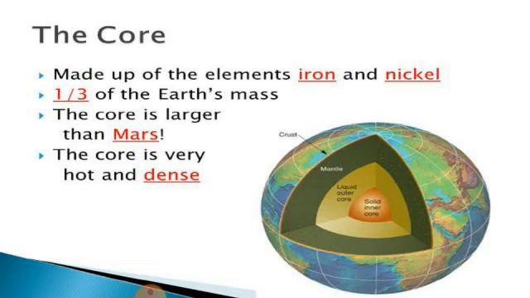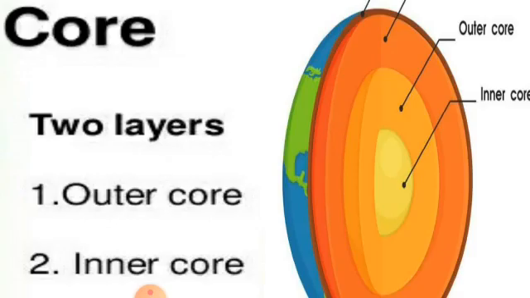One third of the earth's mass is core. The core is larger than the planet Mars. The core is very hot and also very dense. This core is also divided into two layers, that is the outer core and the inner core. And the picture shows the location of the outer core and the inner core.